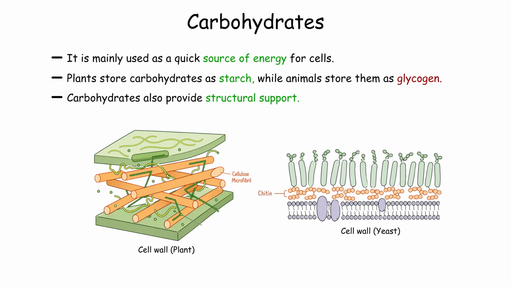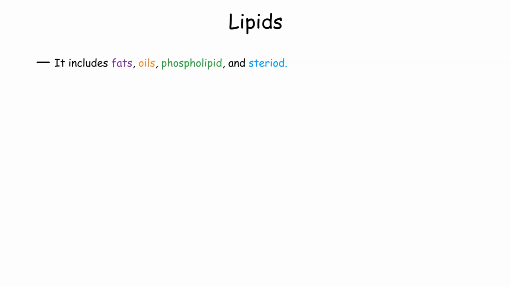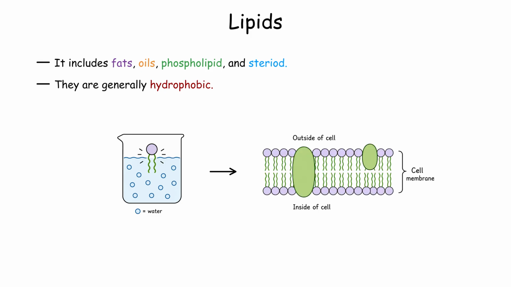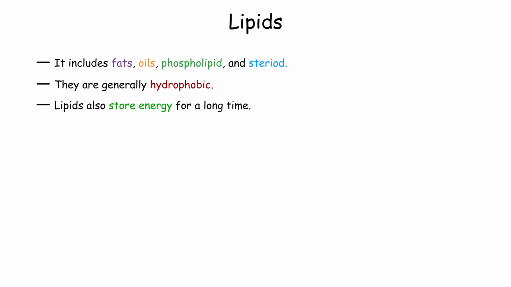Now let's move to the second group: lipids. Lipids include fats, oils, phospholipids, and steroids. One important feature of lipids is that they are generally hydrophobic, which means they do not mix well with water. This property makes lipids very useful in cells, especially in forming the cell membrane. The cell membrane is mainly made of a phospholipid bilayer, which separates the inside of the cell from the outside environment. Lipids also store energy for a long time.